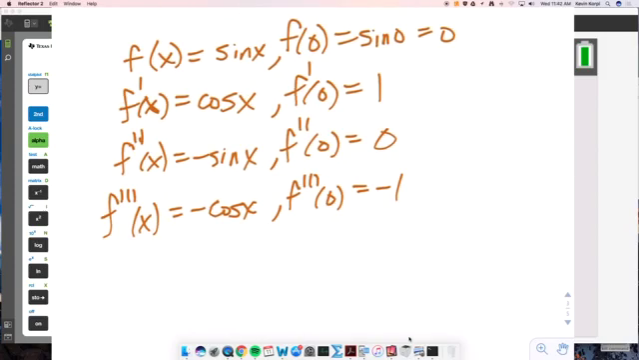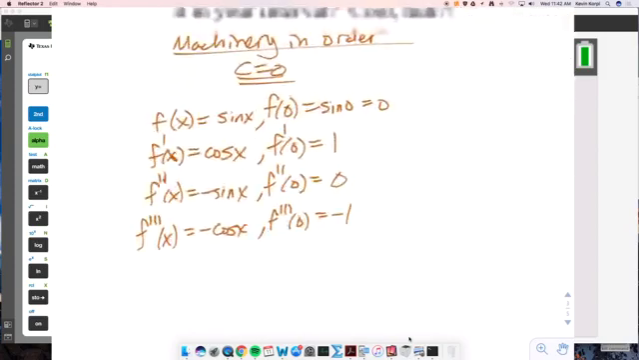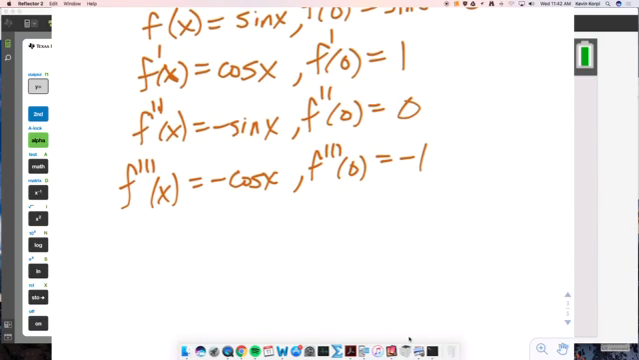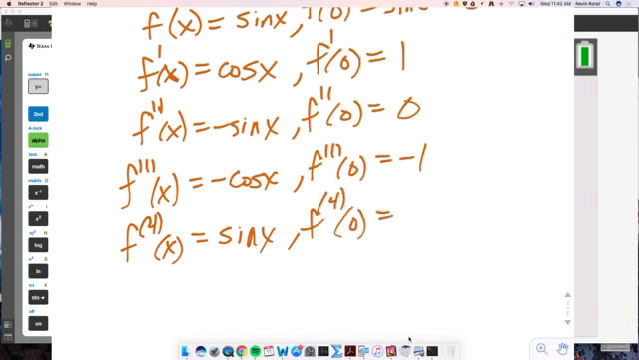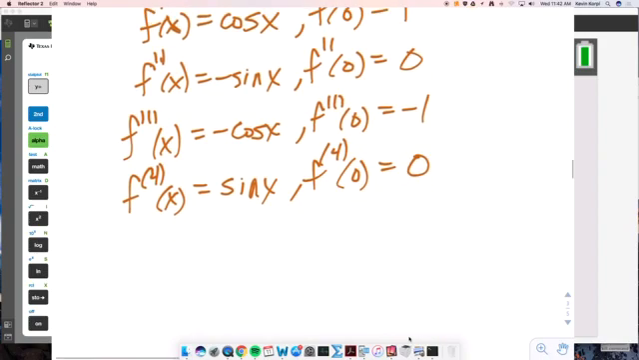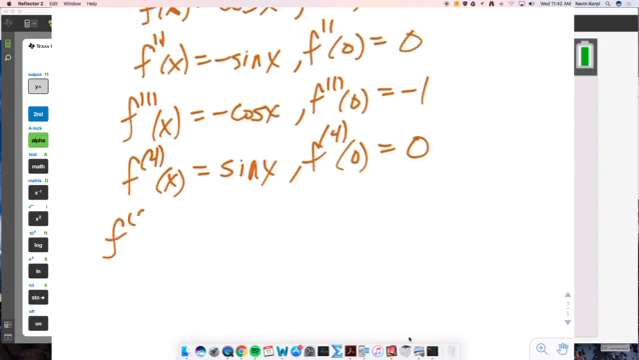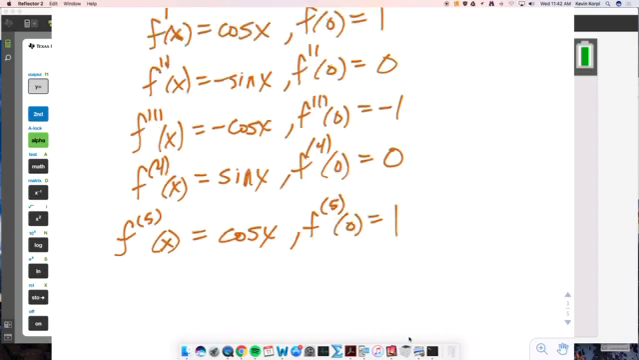Now, how far out do we need to go? It said we need a fifth degree polynomial, so we need to get out at least to the fifth derivative. So let's keep going. Now we switch to Arabic numerals with parentheses. The fourth derivative of x is back to positive sine. So the fourth derivative at 0 is sine of 0, which is 0. And then the fifth derivative of x is the derivative of sine, which is cosine. The fifth derivative evaluated at 0 is cosine of 0, which is back to 1.